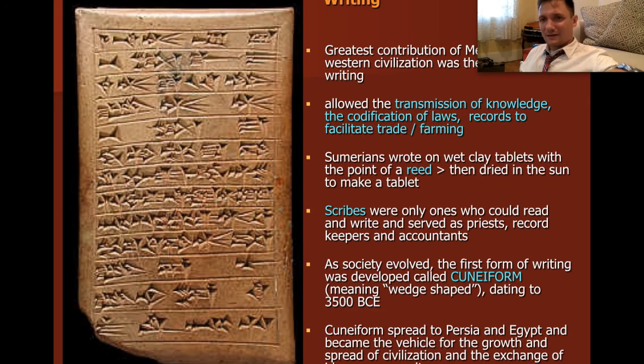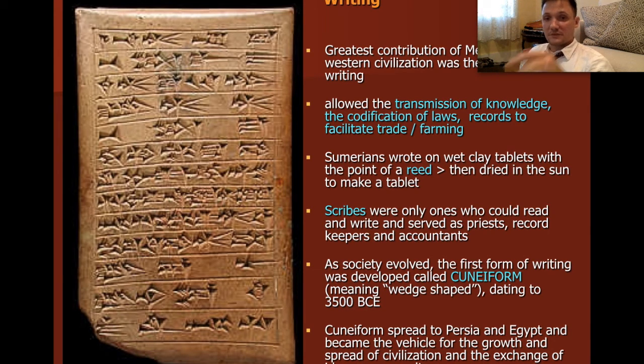So, writing. I know I'm cutting you off a little bit right here, but just listen, okay? Writing is the greatest contribution of the Mesopotamian civilization to Western Civ, and it also allowed for the transmission of knowledge, the codification of laws, and records to facilitate trade. We'll talk about the laws later on next week when we get to Hammurabi and his code, and how you could stab kids in the face, but you didn't get stabbed back.